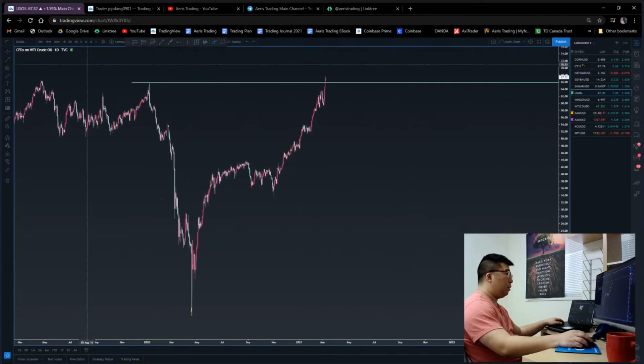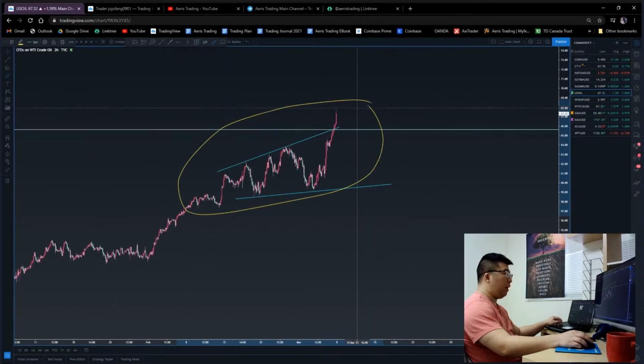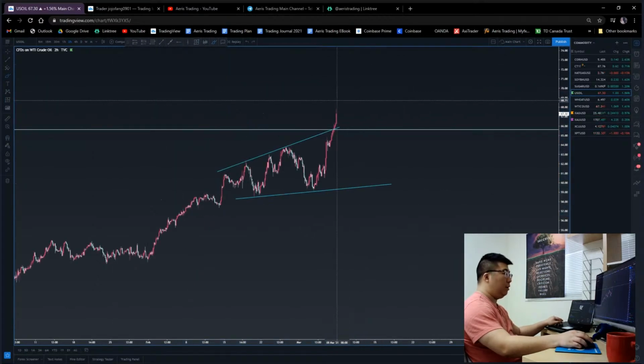Okay, so that is my point on oil. I just want to see what will happen here in this latest bit, and then see the price develop in this last bit of area.